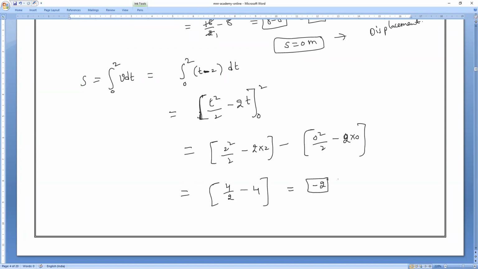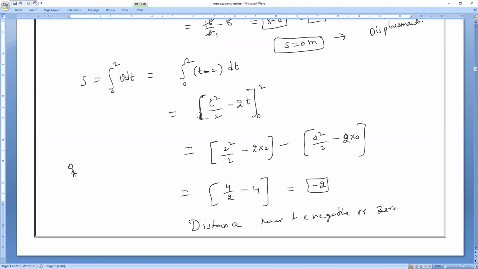Now you tell me, is it possible for distance to be negative? No, sir. Distance can never be negative. But we already got displacement as minus 2, meaning the body finally reaches a point where the displacement is 0.